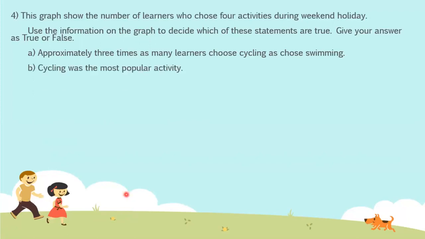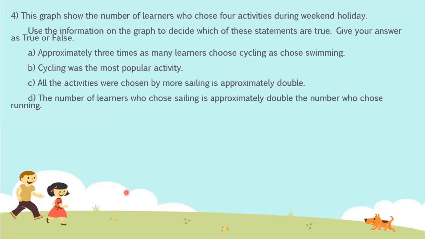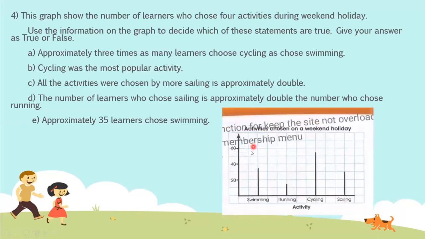B part, cycling was the most popular activity. C part, all the activities were chosen by more. Sailing is approximately double. D part, the number of learners who chose sailing is approximately double the number who chose running. E part, approximately 35 learners chose swimming. And this is your graph.